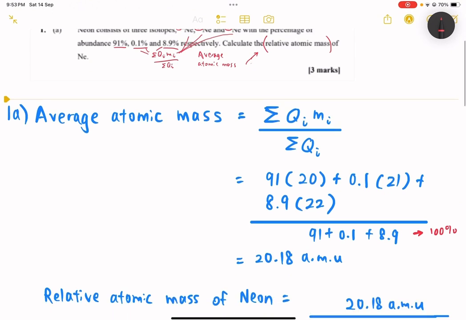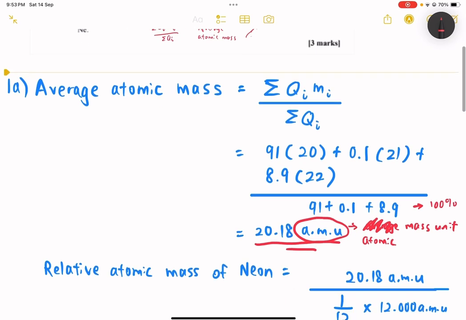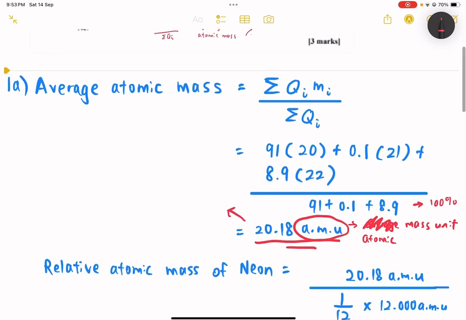So after the calculation, we find the average atomic mass, which equals 20.18 AMU. Please note that we have to write the unit AMU, which is the atomic mass unit. And we have to know that the final answer should be given in 2 decimal places only.